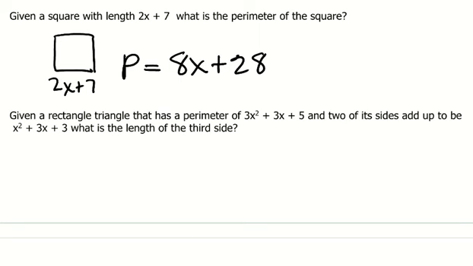Okay, here we've got another one that's maybe not as immediately obvious. Given a rectangle triangle, that doesn't make sense. Okay, I think it's going to be a triangle since we're talking about the length of the third side. So I'm just going to presume we're talking about a triangle here.